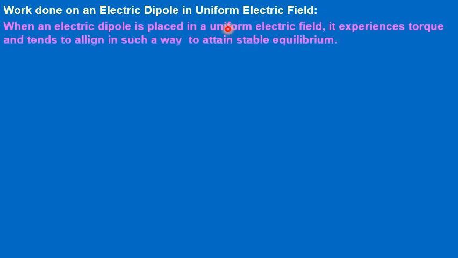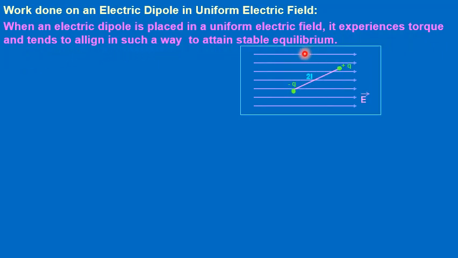Work done on an electric dipole in a uniform electric field. When an electric dipole is placed in uniform electric field, it experiences torque and tends to align in such a way to attain stable equilibrium. As we can see in this diagram, the dipole is rotated by the forces QE and QE. Let us suppose a small angle d theta and the limit is from theta 1 to theta 2. So dW will be equal to T into d theta. Now T is equal to PE sin theta, so dW is equal to PE sin theta d theta.